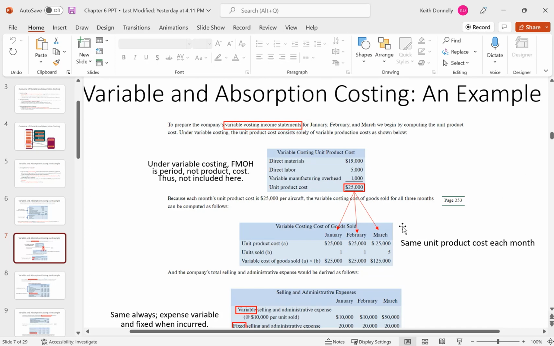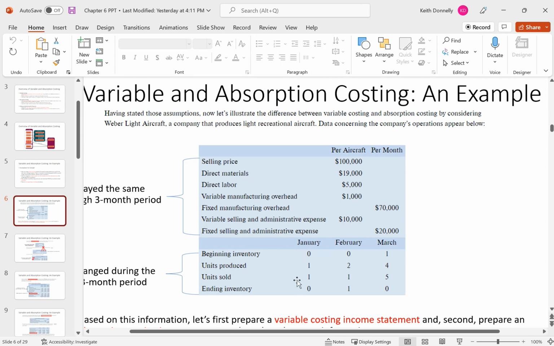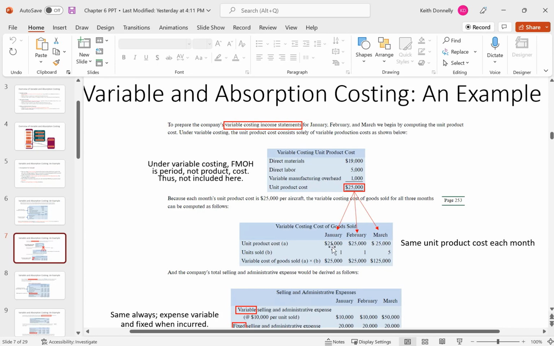And the idea here is, as it says here, because each month's unit product cost is 25,000 per aircraft, the variable costing cost of goods sold for all 3 months will be computed as follows. So in other words, we figure out the cost, that's kind of step one, and you look at how many units you sold in the month. If we go back here, it looks like we sold 5, so 25 a pop, 115. That's going to be our cost of goods sold, an expense we take on the income statement.